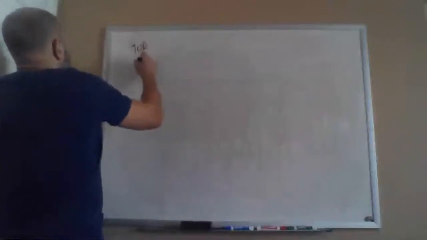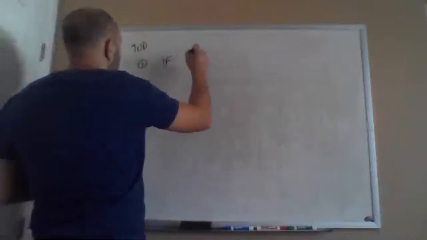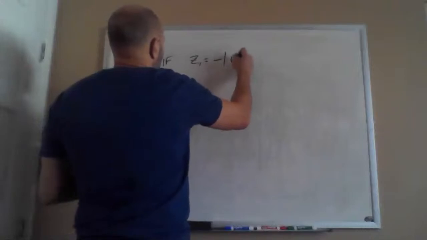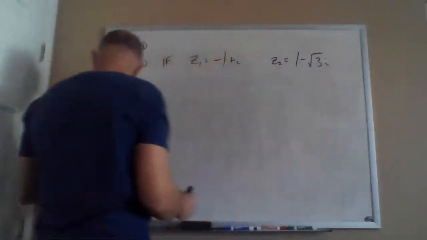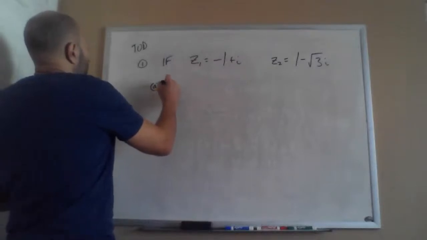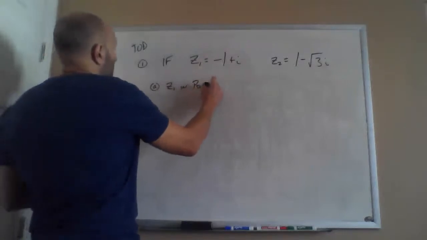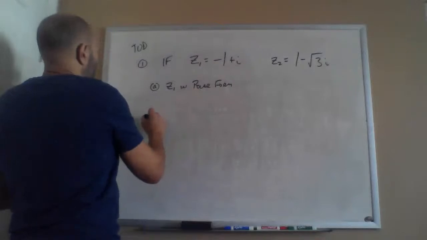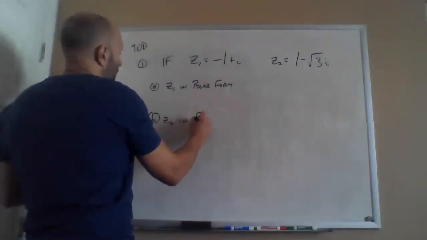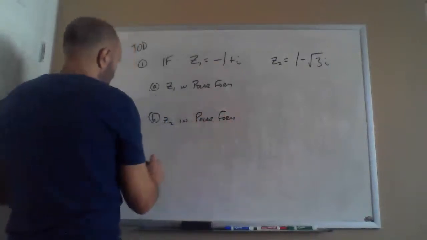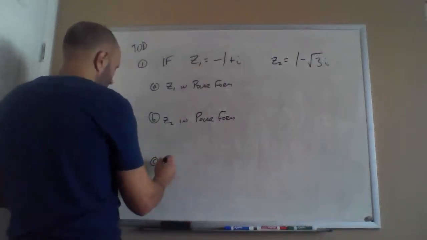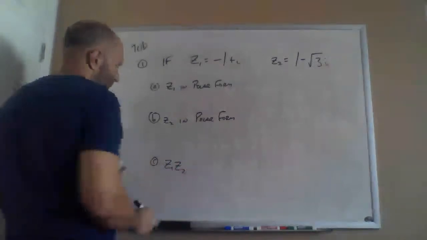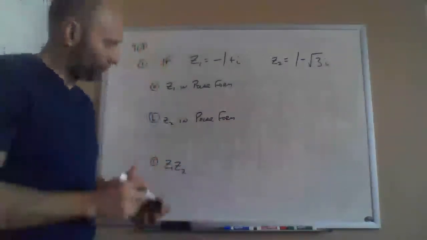All right, so your ticket out the door today. Just one problem, 3 parts. So if Z1 is equal to negative 1 plus i, and Z2 is 1 minus root 3 i, find the following. What's Z1 in polar form? What's Z2 in polar form? And then part C, what's Z1 times Z2? So go ahead and try those 3.